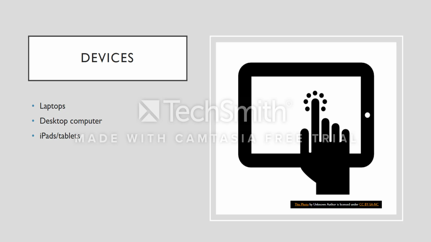Personal devices can also include smartphones, but since my students are elementary school students, primarily ages 6 through 9, they do not have smartphones, nor would I allow them to have those in the classroom during work time.